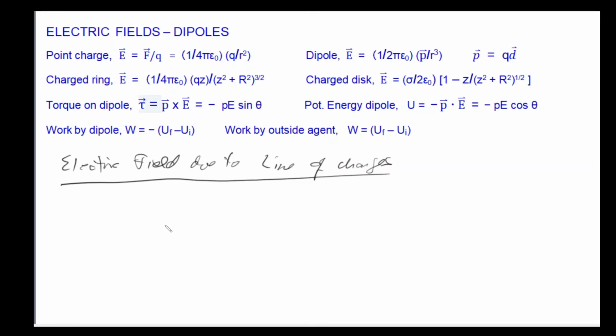Now we're going to look at an electric field due to a line of charges. So instead of a point charge, we will look at multiple charges on a one-dimensional object, such as a rod or a ring of charges.